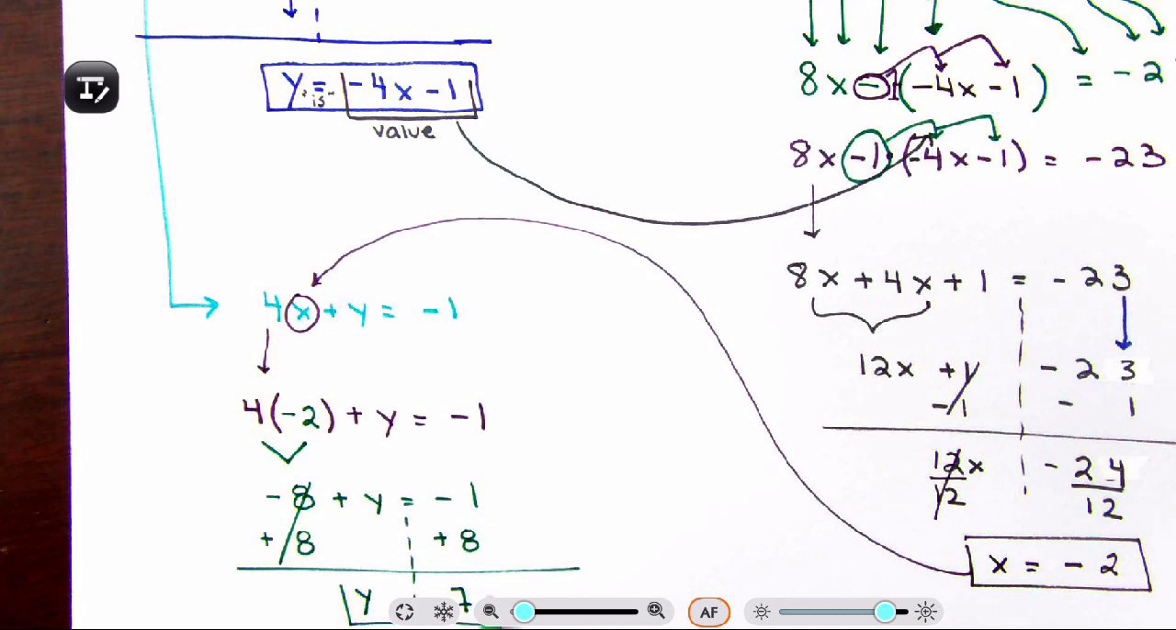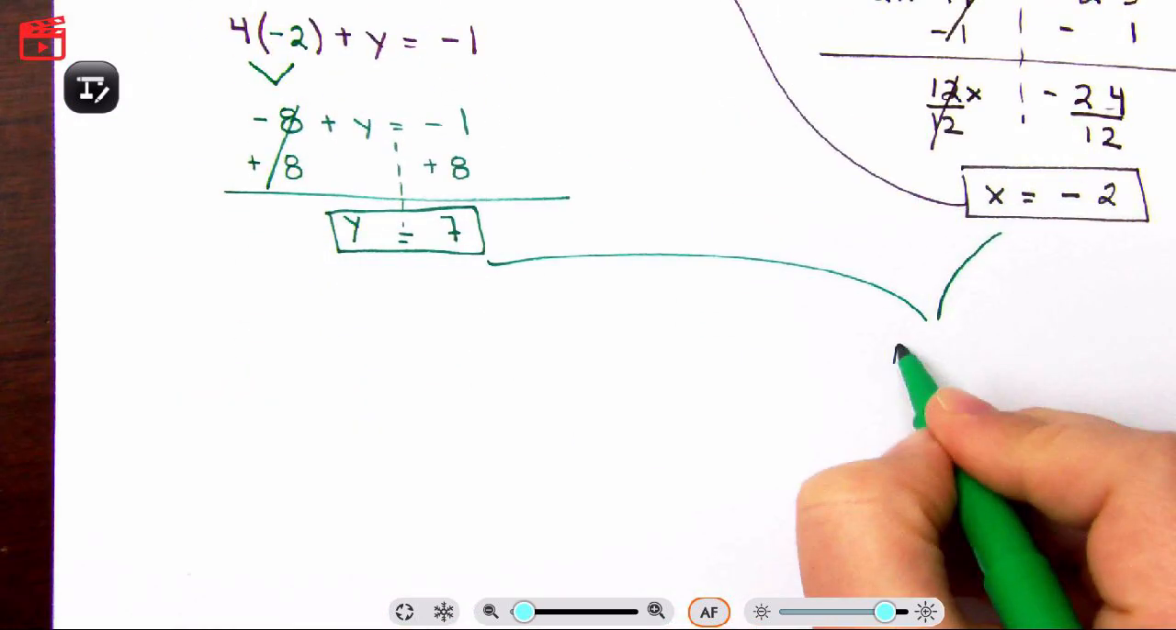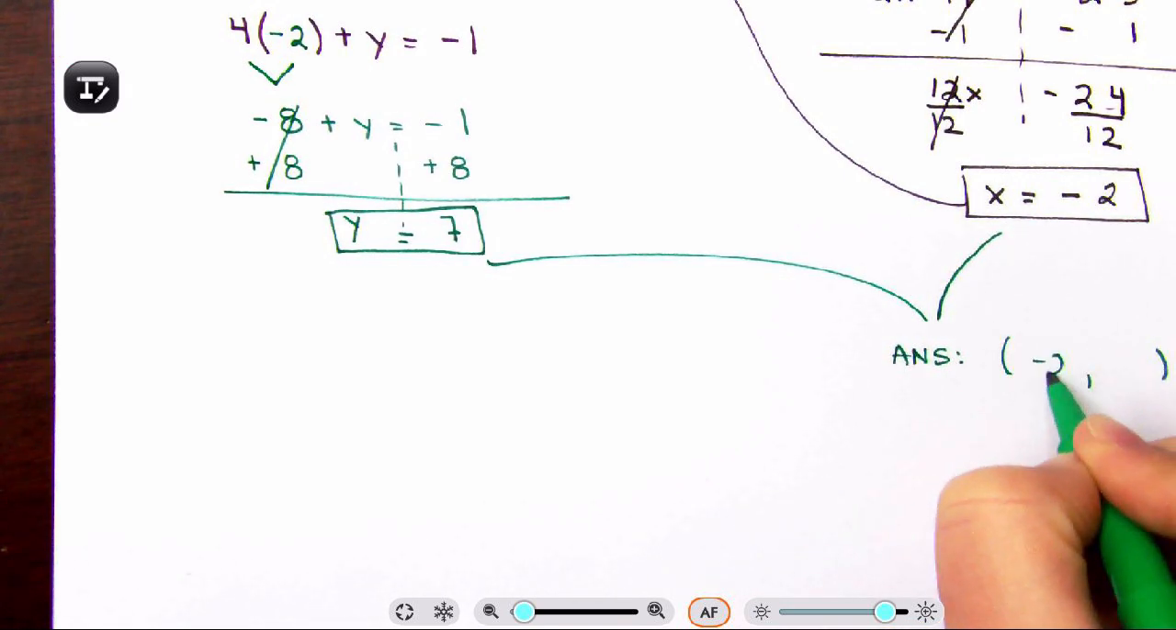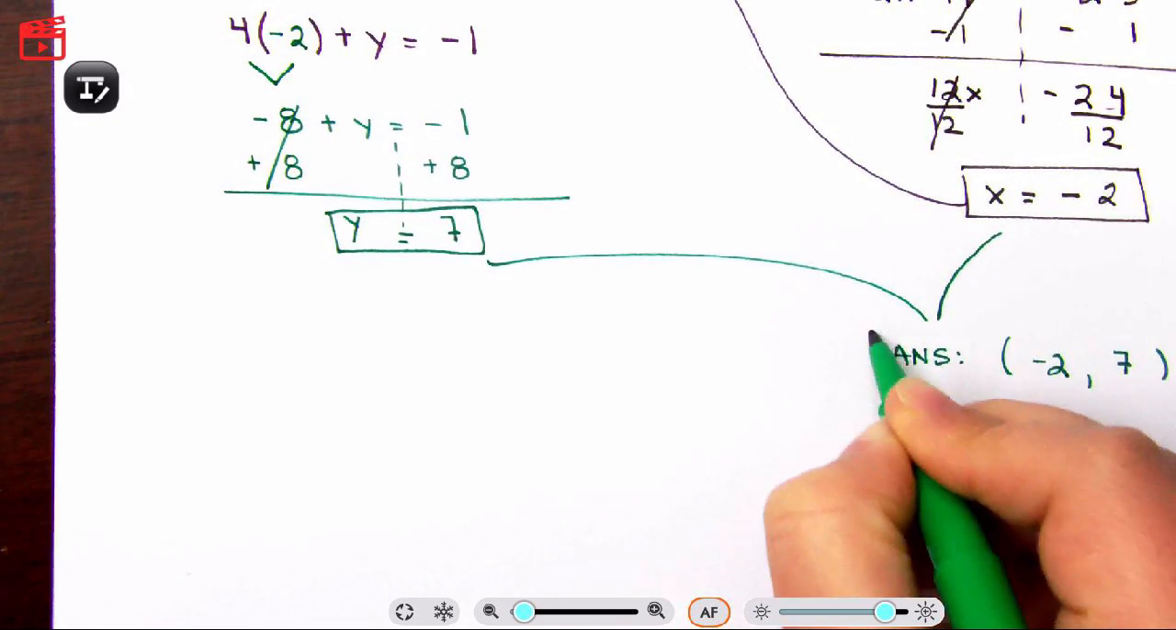Now, is this my answer? Everyone's screaming out, no. The answer is combined to have -2 and 7 for your y.